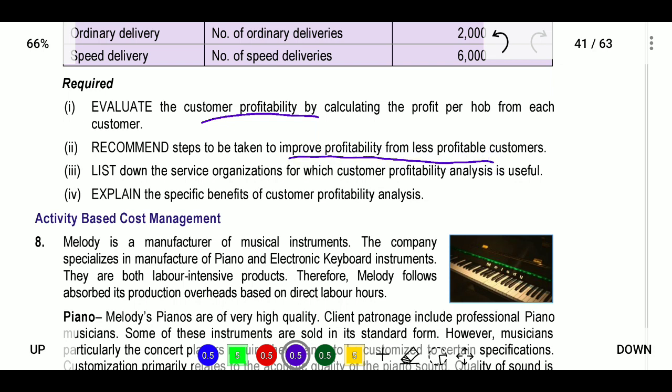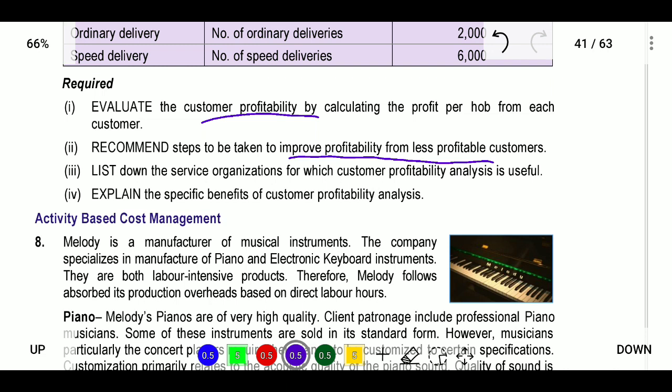For the less profitable customers, we will identify who is having less profit and why the profit is less. After identifying the reasons, we will analyze what we can do, such as decreasing the delivery cost or providing a threshold limit. All those points will come.